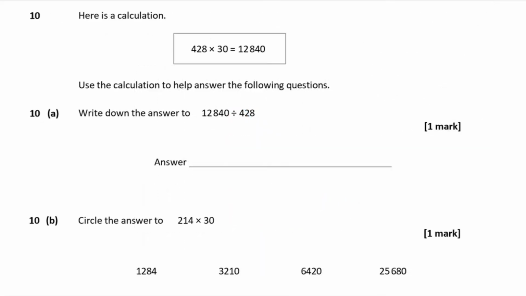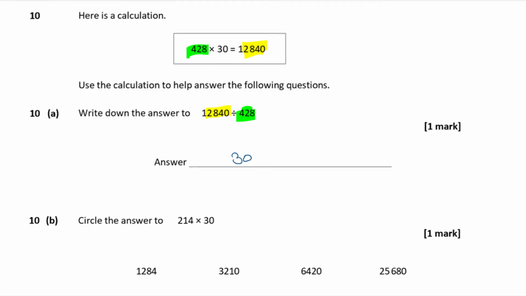Question 10. Here is a calculation. 428 times 30 is 12,840. Use the calculation to help answer the following questions. Write down the answer to 12,840 divided by 428. Well, this is the same as this, isn't it? And this is the same as this. So 428 times 30 is that big number. So that big number divided by 428, that's just going to be 30 again, isn't it?